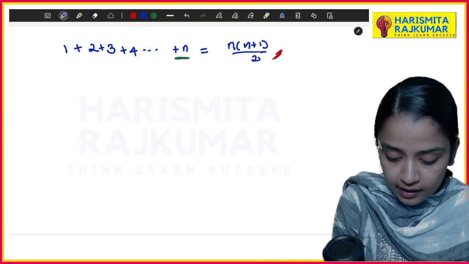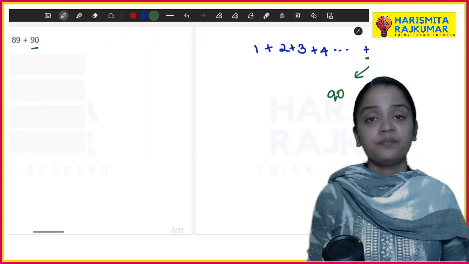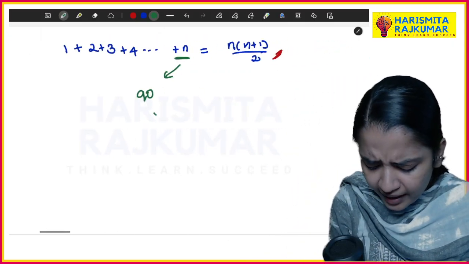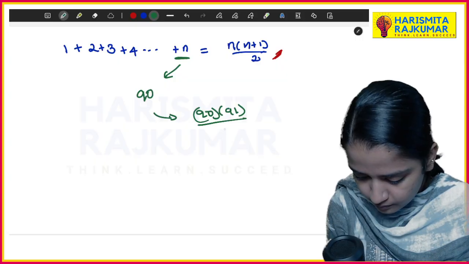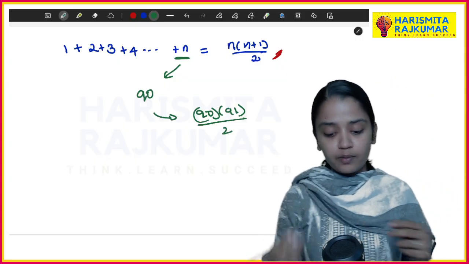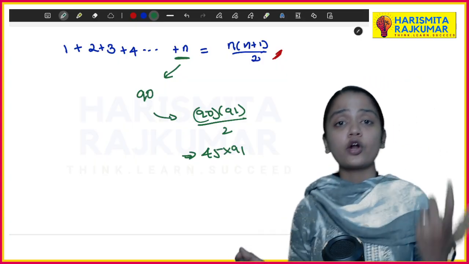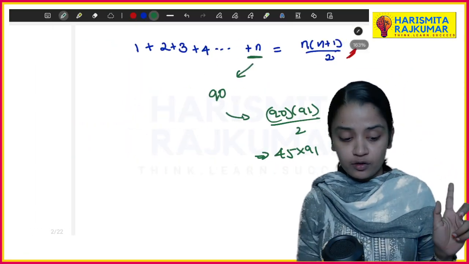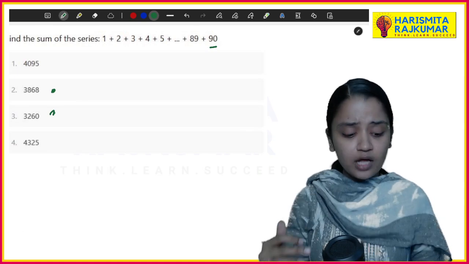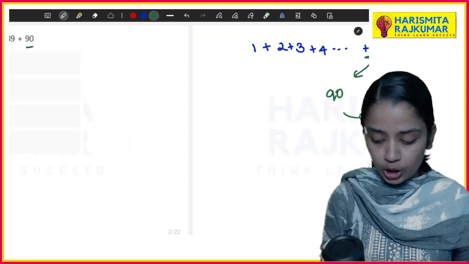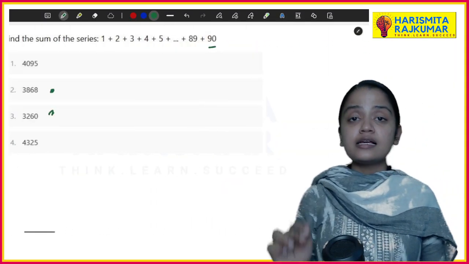Now what am I doing? What is my n here? My n here is 90, right? They asked 90. Now I have to just apply the formula: 90 into 91 by 2, which is 45 into 91. Definitely 45 into 91 will end with 5, so option 2 and option 3 will not come. Either option 1 or option 4 only will come. When I multiply, my final answer is 4095.